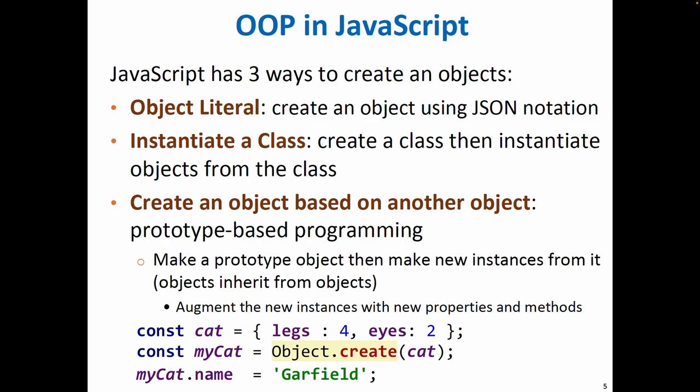So here you see an example for this. The first one is we say that constant cat is between the curly brackets legs: 4, eyes: 2. This looks like a dictionary in Python, but it is actually an object from JavaScript. This is called JSON notation. This is an example of object literal creation.